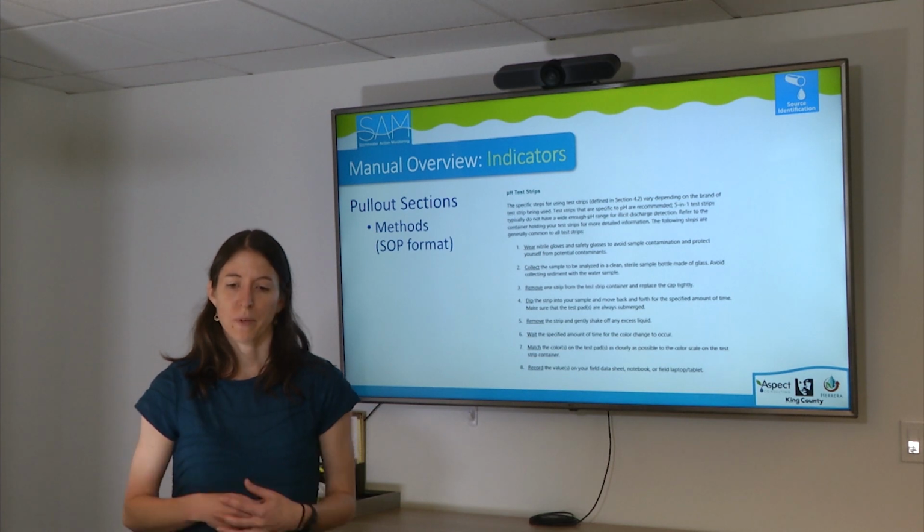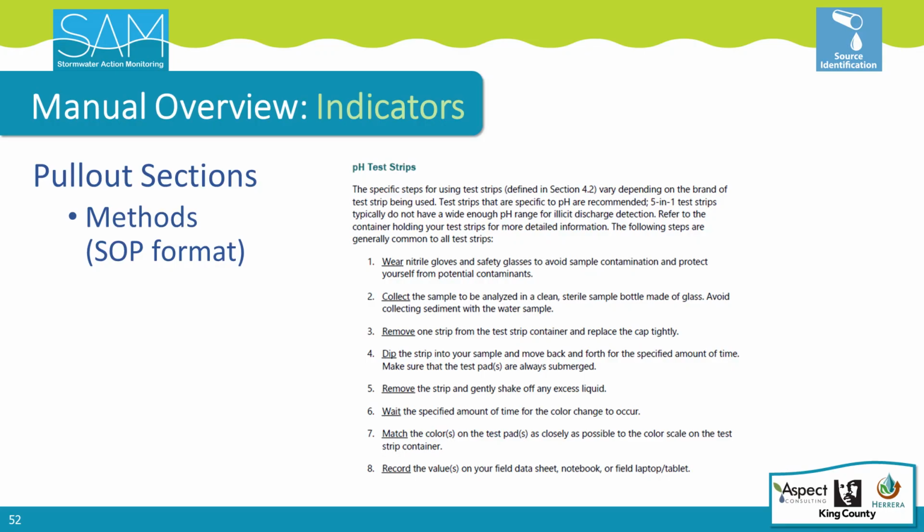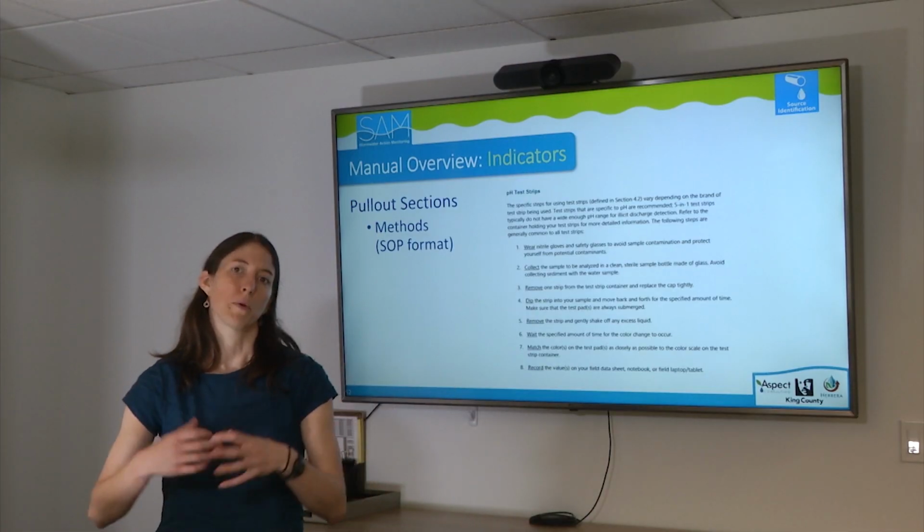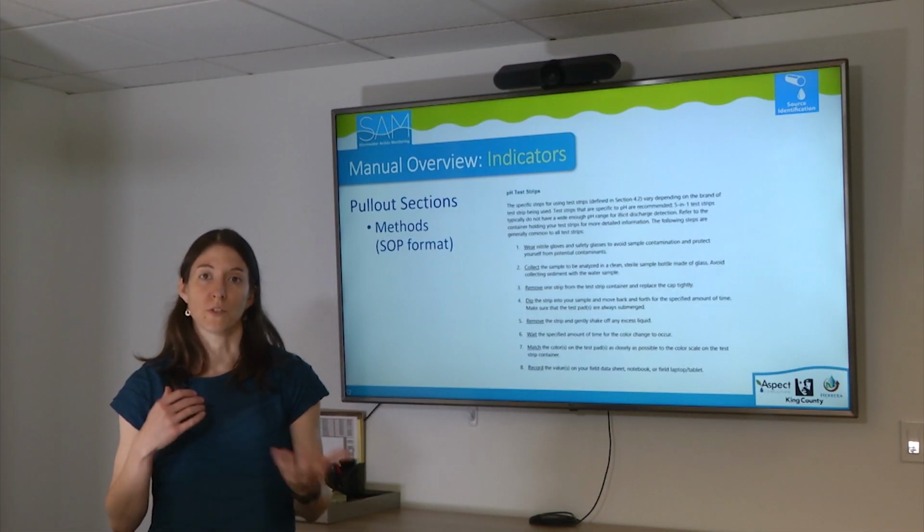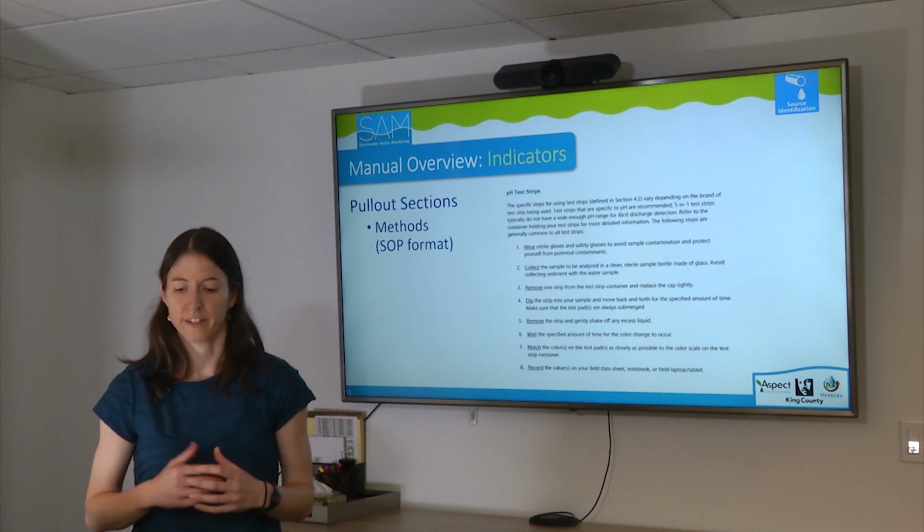Again, we have things set up in SOP format. Here we have for pH, for example, a section on test strips and a section on the field meter. So again, you could pick which one you're actually implementing and follow those SOP steps. But the indicator includes both of those, so you can take a look at whether you want to use test strips or a meter. All of that content is there.